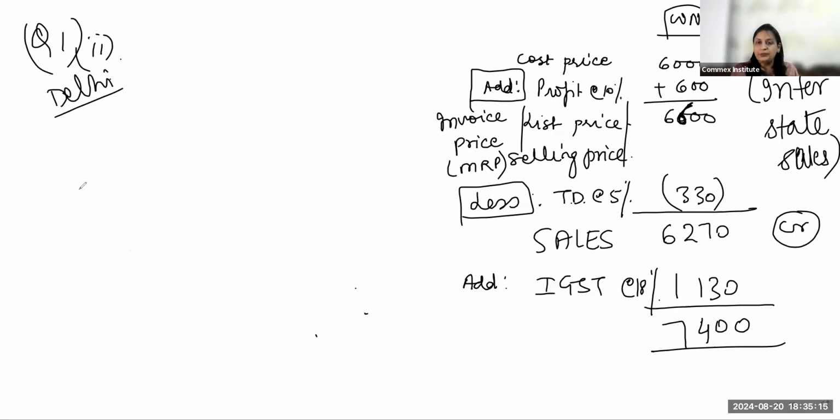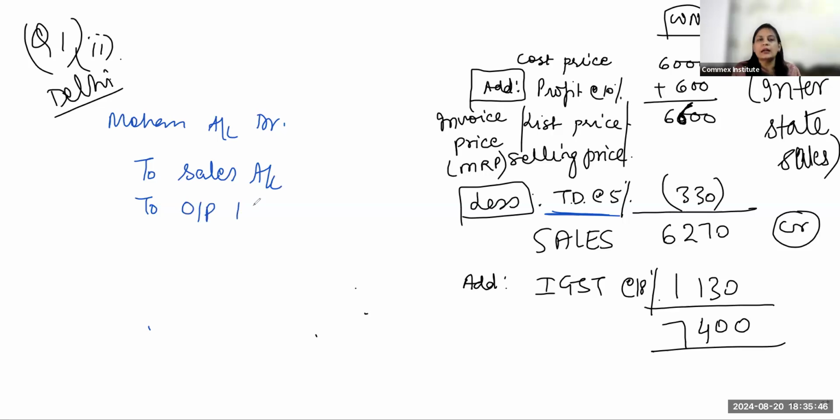And then the entry, the final entry. This is a credit transaction because this person is not making the payment and the name of the party is mentioned. So we'll write Mohan account debit. Trade discount is not shown in the books, so we are not going to debit that. To sales account, to output IGST account. This would be the entry.